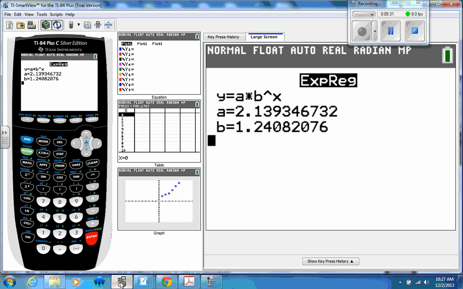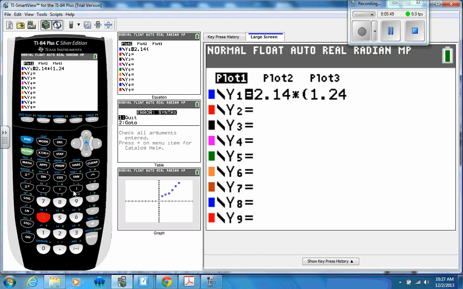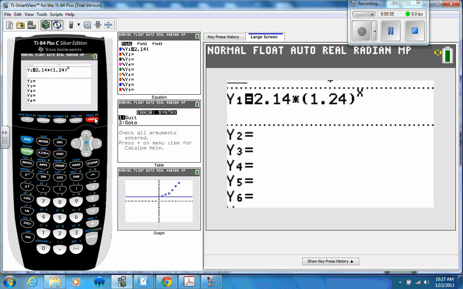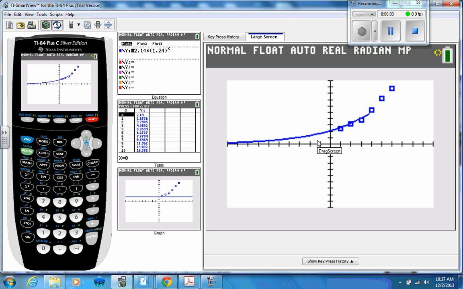calculator, okay, so we're going to go back to our calculator. We're going to take this equation and we're going to put it into our y equals. So y equals 2.14 times bracket of 1.24 end bracket, use your little hat, raised to the power of x, and hit graph. And it should show you your graph for this exponential function, and it should go through your scatter plot, roughly.